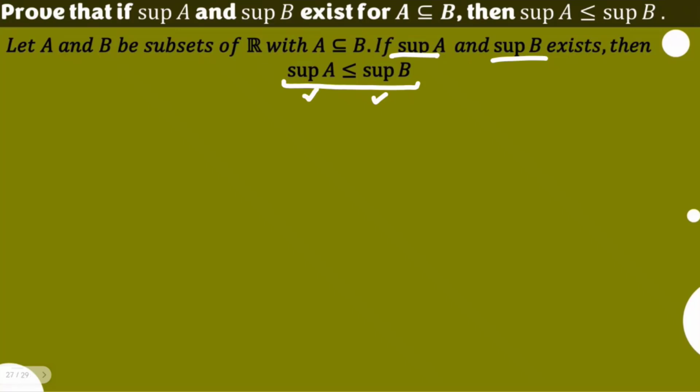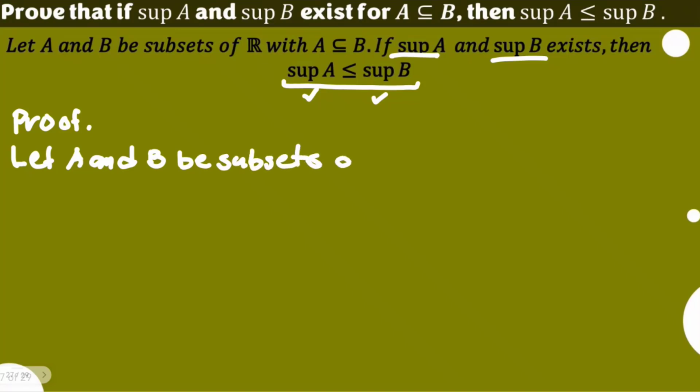Let us start by structuring this proof. Let A and B be subsets of the set of real numbers, with A being a subset of B. It may be equal to B or a proper subset of B. Nevertheless, A is a subset of B. Now, let us have here a representation for the supremum of B.